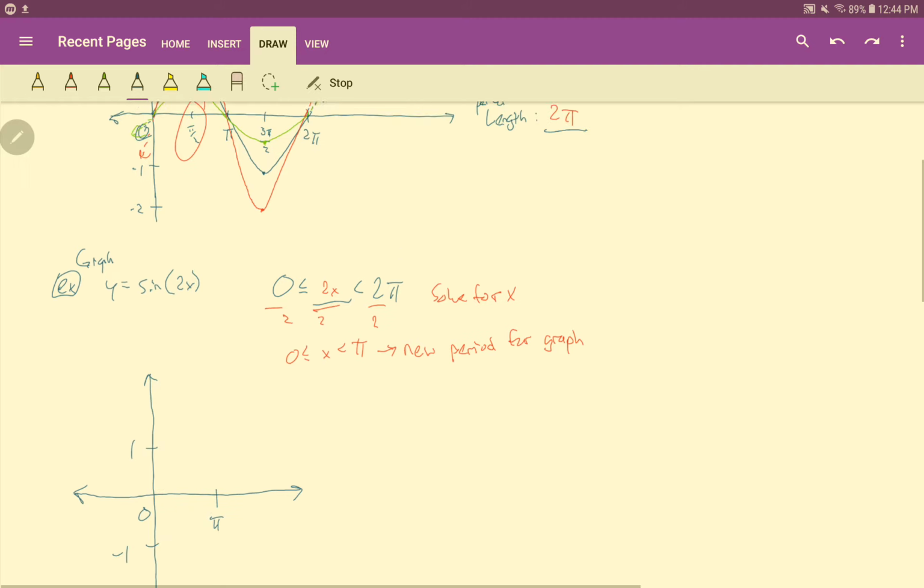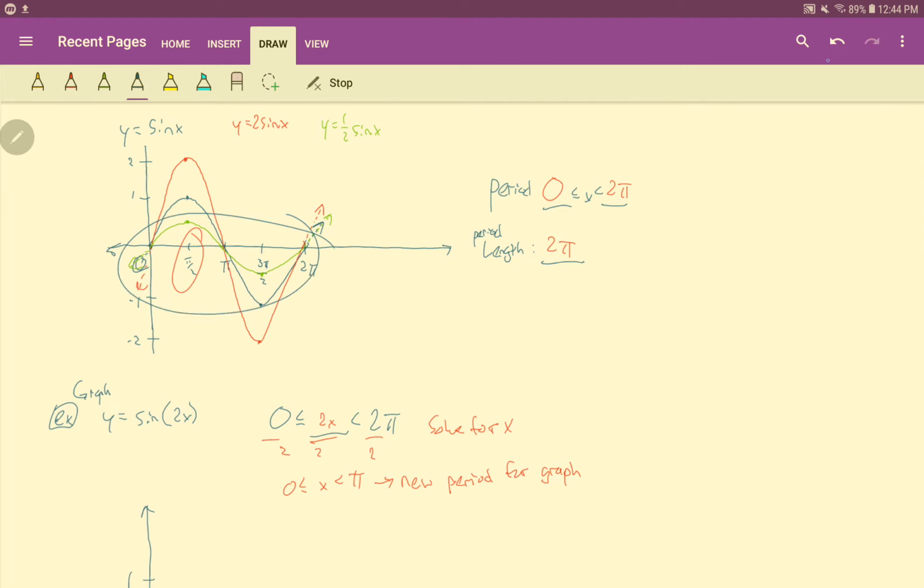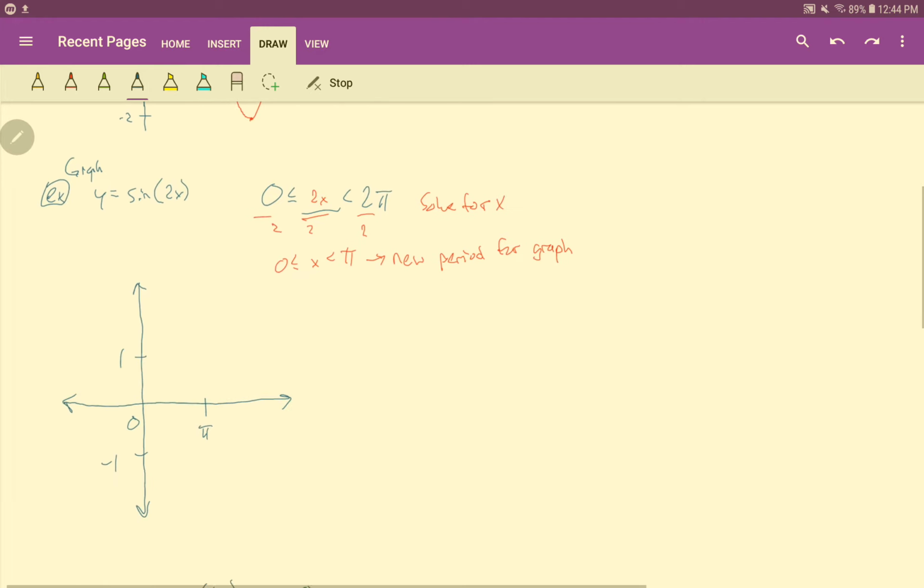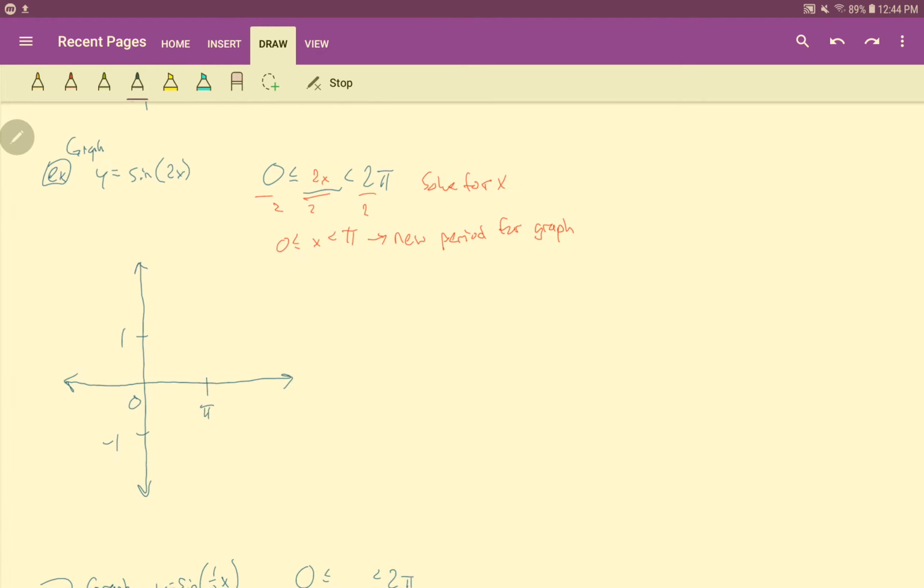Well, just like we found the numbers up here, you're going to find the midpoint and then the quarter points. So do the same thing here. What's halfway between 0 and pi? Well, it's pi over 2. What's halfway between 0 and pi over 2? That's pi over 4.